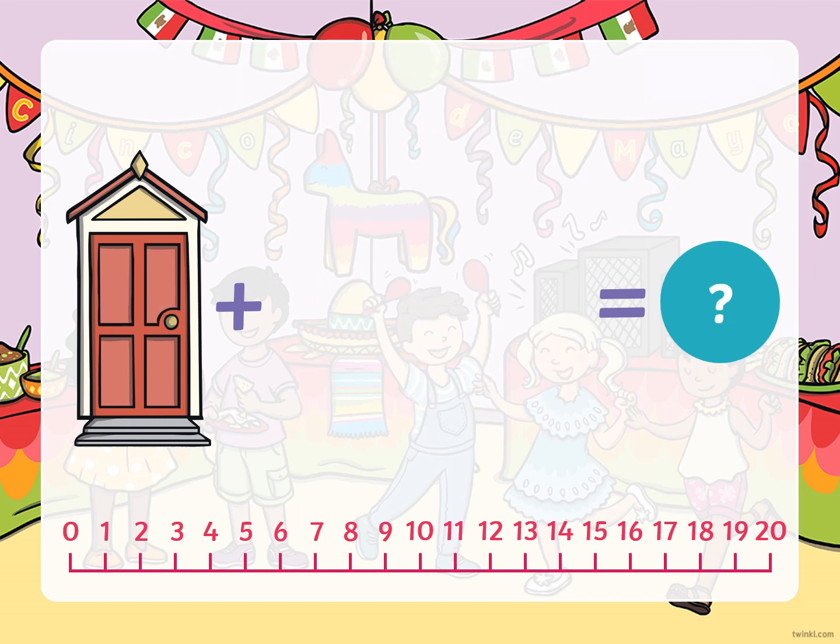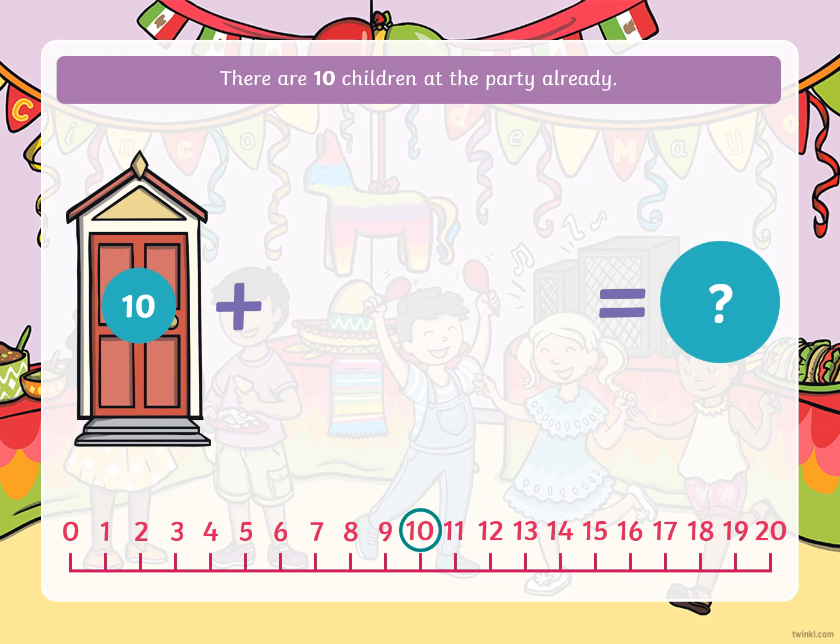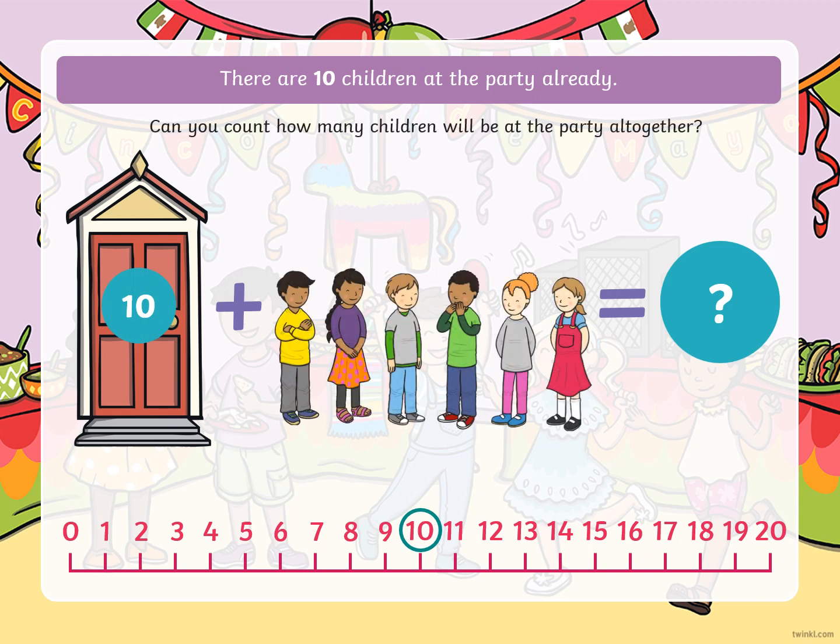Try to answer this one on your own too. There are 10 children at the party already. And then there's another batch of kids that arrived after. Can you try and count how many kids are there in all? I will give you 15 seconds for this one. Go!